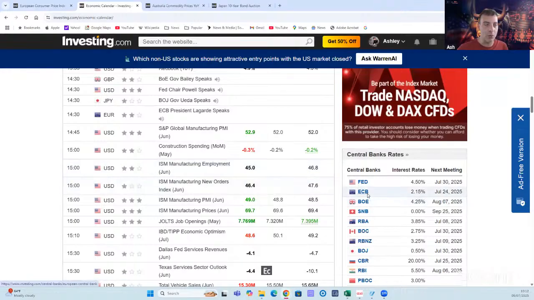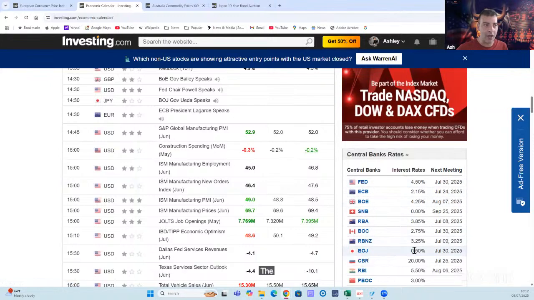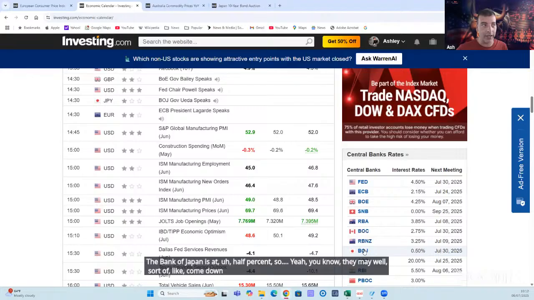ECB might be closer to 1. The Bank of England might be closer to 3. So these have all got some room to reduce. The Bank of Japan is at 0.5%, so they may well come down because they, again, are a bit of an outlier. But that's probably a relatively comfortable spot for them.